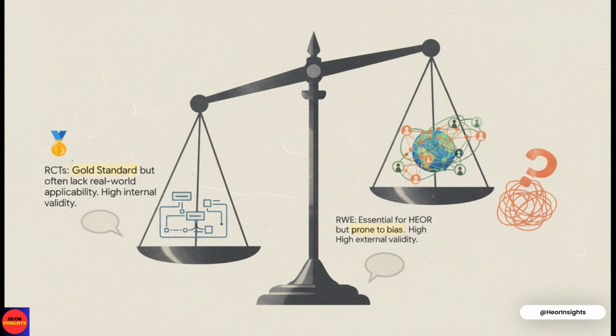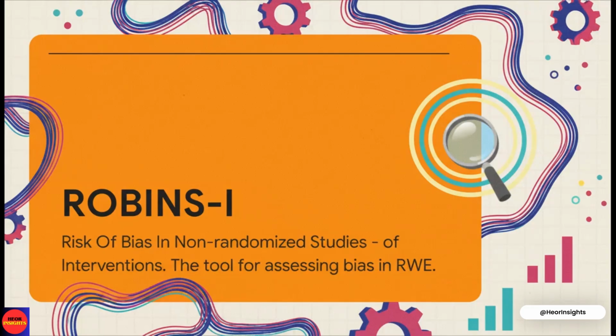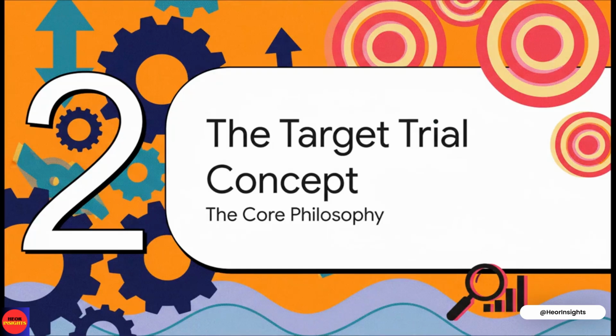On the other hand, we have real-world evidence, or RWE, which is essential for our work because it has great external validity. But it's much more likely to be biased, especially from things like confounding. And this makes HTA bodies, like NICE in the UK or CADTH in Canada, pretty skeptical. So this is where ROBINS I comes in. The name stands for Risk of Bias in Non-Randomized Studies of Interventions. It was specifically developed to tackle this challenge, and it's now the go-to tool, accepted internationally, for systematically checking the credibility of RWE.